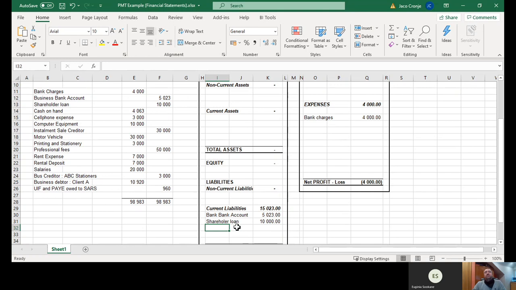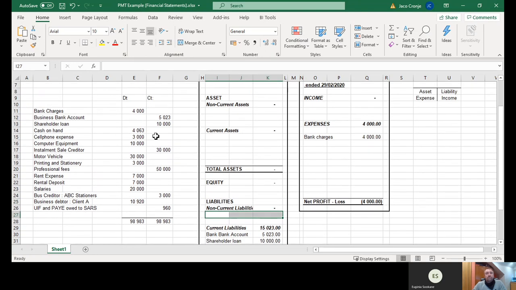R10,000. If you've specifically made a contract or drafted a contract with the business to say that this loan will not be repayable in the next 5 or 10 years, then you can move the shareholder's loan into your non-current liabilities. But in general and in practice, we show that shareholder's loan as a current liability.